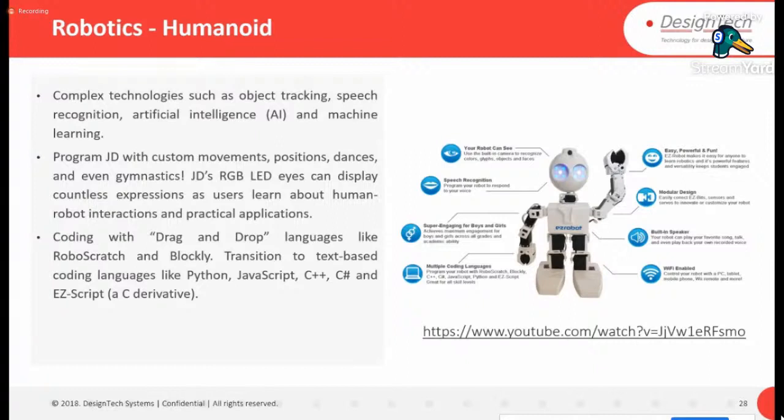The whole idea of showing this to you is that this is one step where you can actually get into what we call open technology robots. This is a complete open technology robot, and it does not have a specific controller. There are predefined programs or syntaxes which you can drag and drop to make into a program. Or you can use Python, JavaScript, C++, C#, or a C derivative language called EZ-Script to program the robot. So this talks about the complete open technology of the robot, which can work on various different aspects.